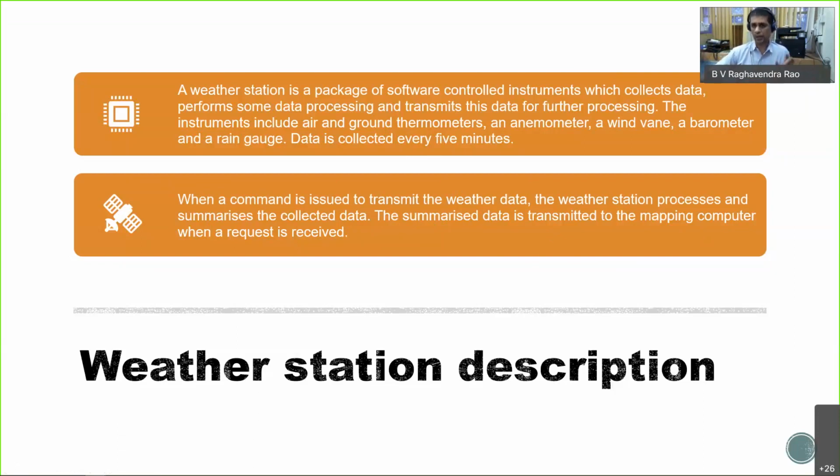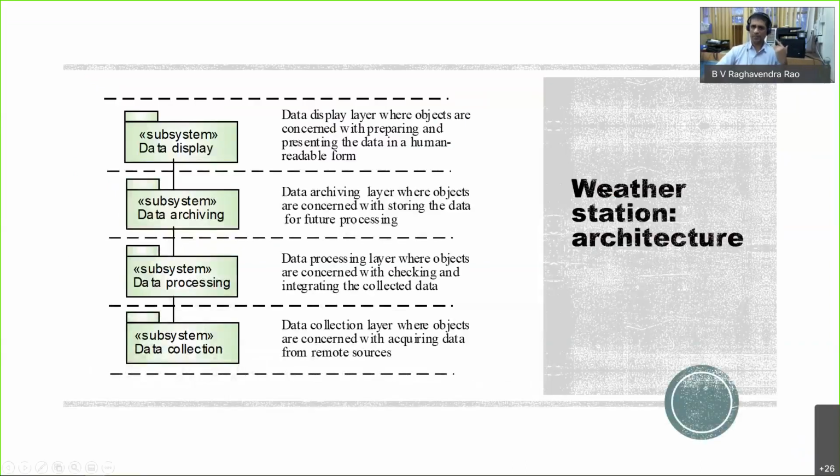Okay. So let's quickly see how to develop an object-oriented system. I'm only going to give the object-oriented design part. I will not show the sequence diagrams and so on. The first step is you develop the architecture. You identify subsystems, which is basically done by Sommerville. Identified here, one is data display, the layer with objects concerned with preparing and presenting data in a human readable form.